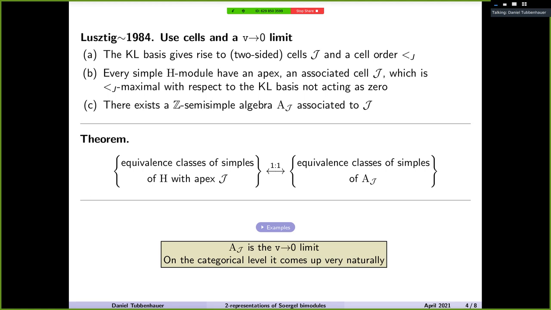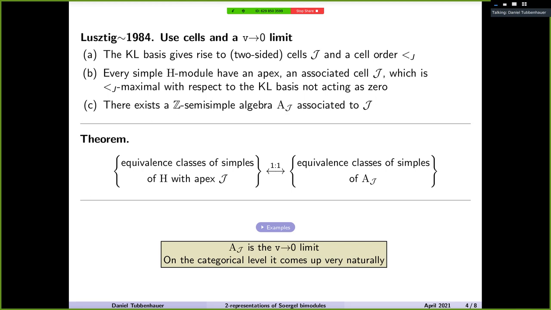And then he goes one step further, and he says, okay, to each such cell, he associates a semi-simple algebra. So Z semi-simple means it is a matrix ring. And in order to get its matrix form, you only need a base change which works integrally, which is a really rare property. So this is super semi-simple in some sense. And to each such J, he associates this algebra AJ, which he calls the asymptotic algebra. It's a bit tricky to define. I won't do that. I will tell you what the categorification is.